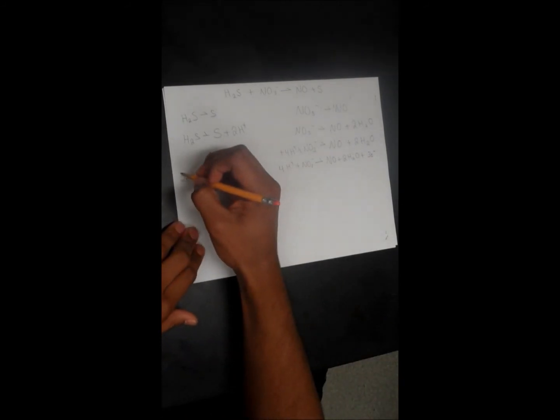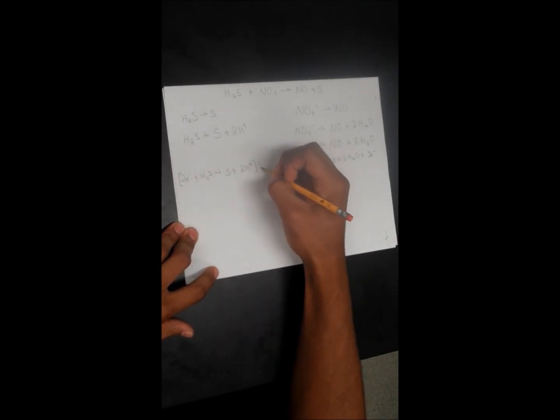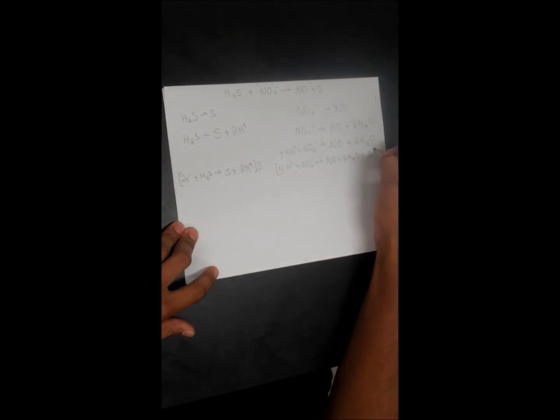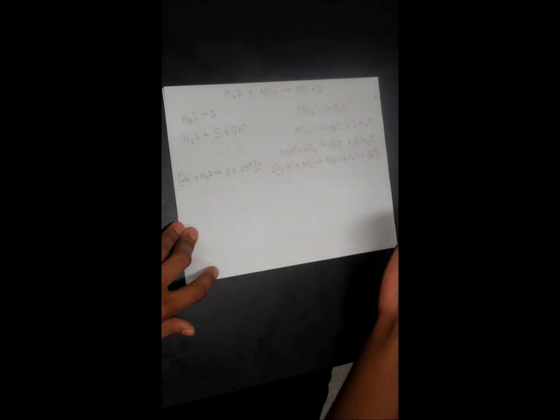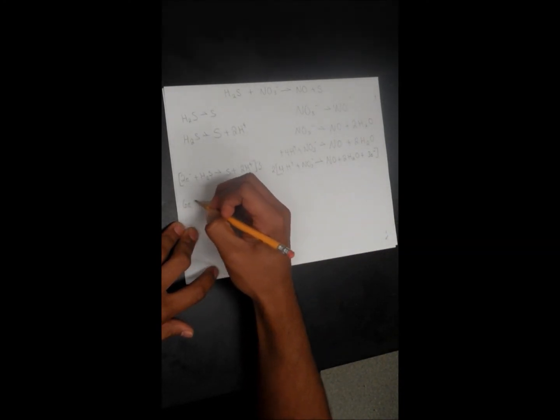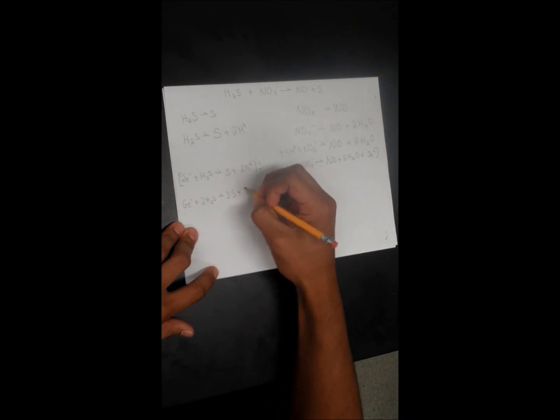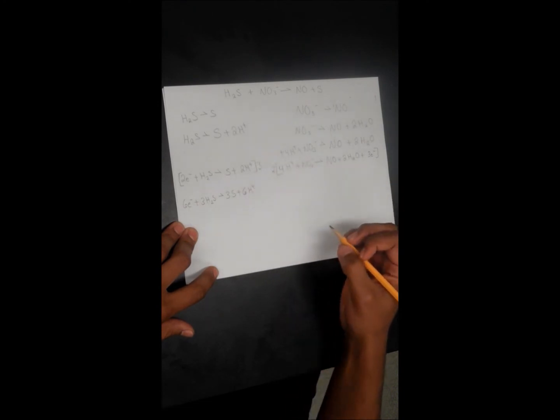Next, we have to multiply one or both half reactions by a whole number so that both half reactions have the same number of electrons. So with our first reaction, we will multiply by 3. And our second reaction, we will multiply by 2 so that our electrons are equal. So we have 6 electrons plus 3H2S yields 3S plus 6H plus.